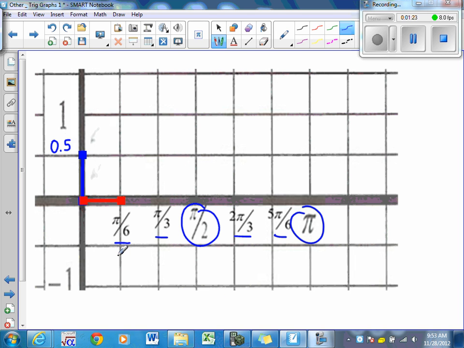Now, once again, I feel better with degrees. So this is 30, 60, 90, 120, 150, 180. So it may help you to think about that in terms of degrees. But once again, with graphing trig functions, we need to stay in radians.